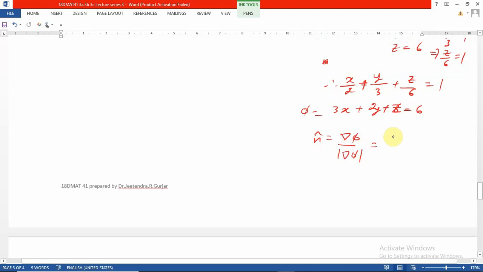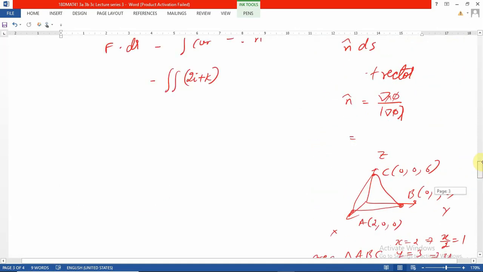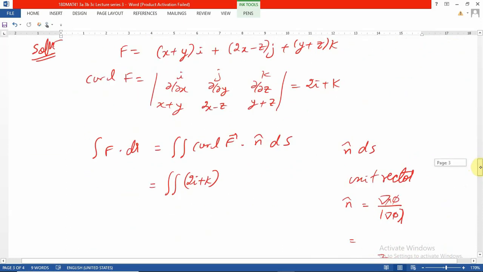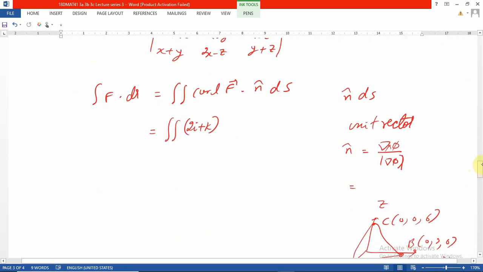Already I have discussed how to find the unit vector and all. You can easily go through the previous video. Here I will take (3i plus 2j plus k) divided by root 14, students. Okay, so this I am going to substitute in this equation. Now this will be n cap dS, which is going to become (3i plus 2j plus k) divided by root 14 dS.